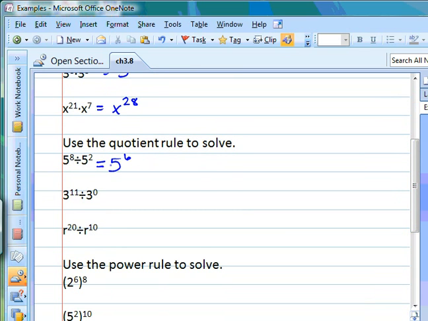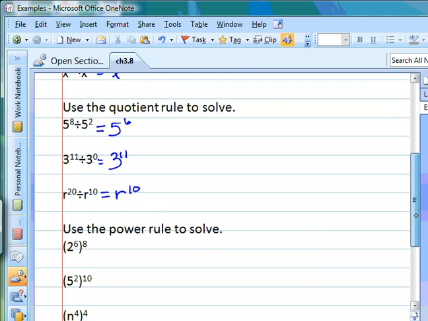The next one, 3 to the 11th power divided by 3 to the 0 power. We look at this one. We know we keep 3 as our base, and then we take 11 minus 0 equals 11. Okay, and the last one here, r to the 20th power divided by r to the 10th power. We keep r as our base, and we subtract 20 minus 10, and we get 10, so our answer is r to the 10th power.